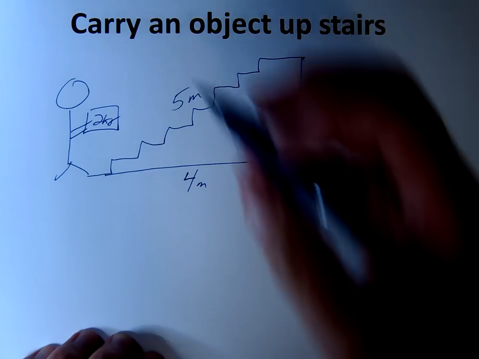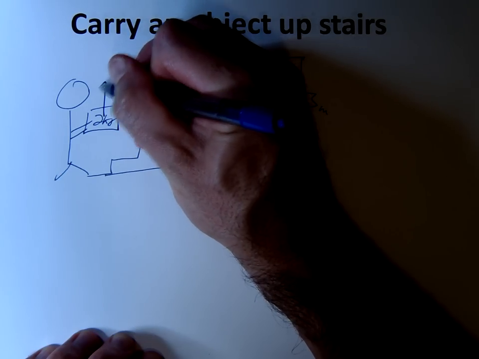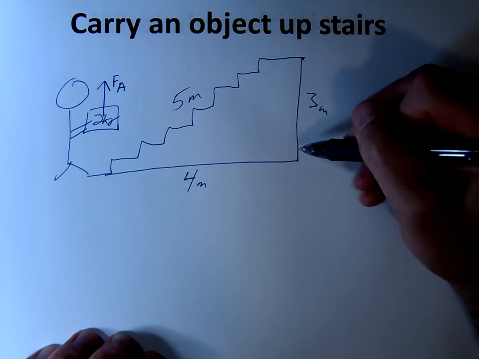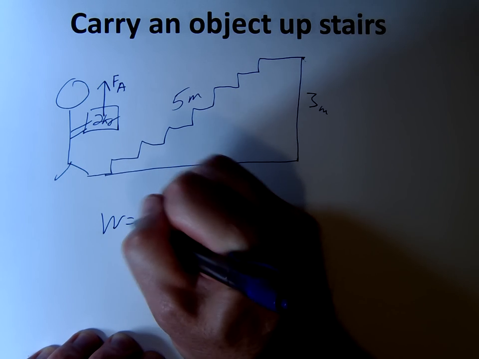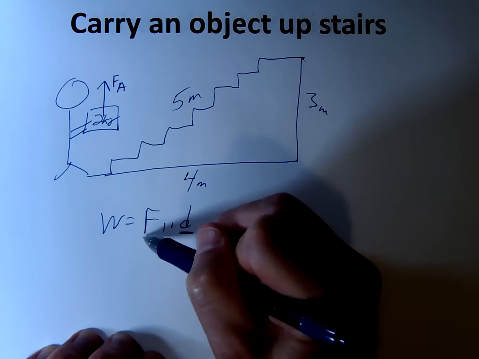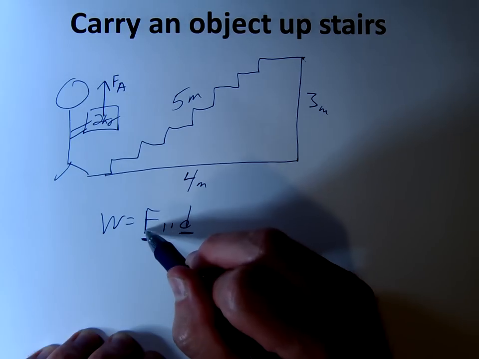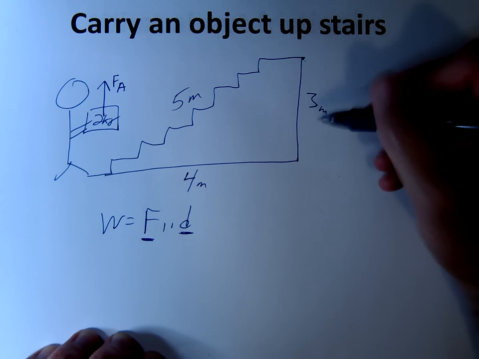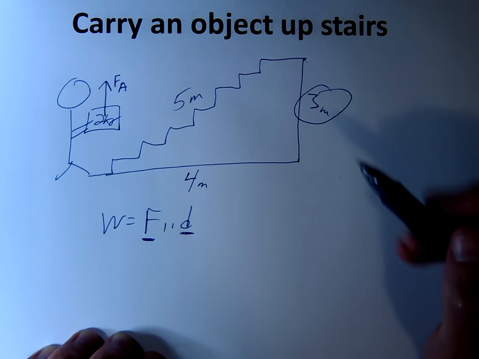Alright, back. So this one, again, our force, we're lifting this straight up. So our force applied is going to be straight up here. And our distance, well, I gave you 3 distances. And remember, since work is force parallel to distance, we want to find the distance that is parallel to the force. So earlier we changed our force to make it parallel to the distance. In this one, we're going to make our distance parallel to the force. So we're going to use the 3 meters as our distance here.